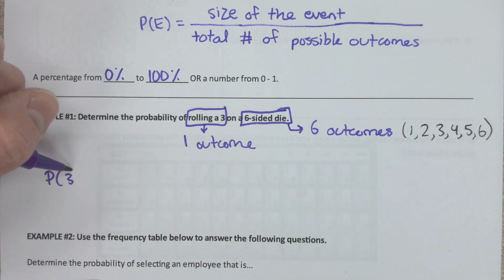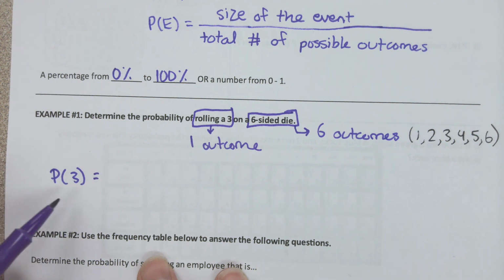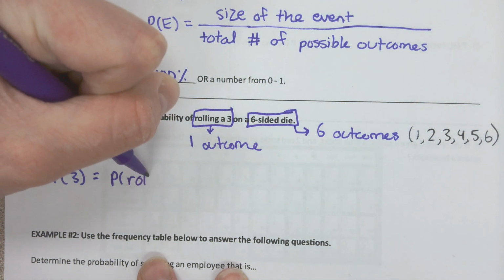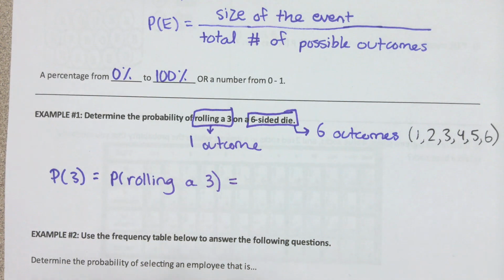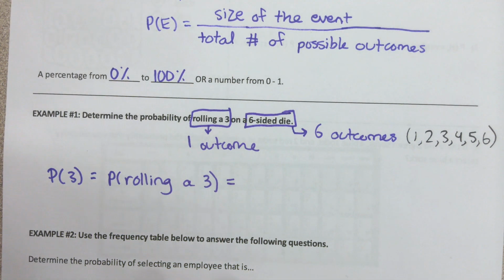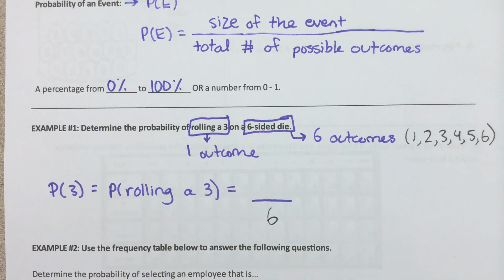We want the probability of 3, P of 3. And this represents the probability of rolling a 3. This is just a descriptive way of explaining what the 3 represents. Let's actually get to that probability. So the total number of possible outcomes goes on the bottom, so that was 6. And then on the top, what you want. We want to roll a 3.